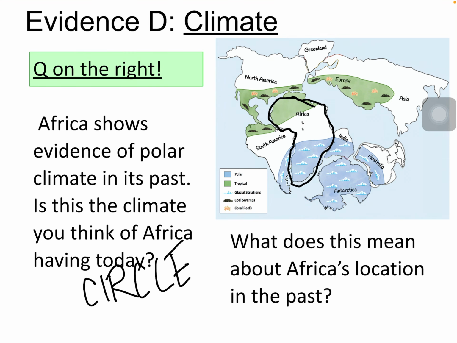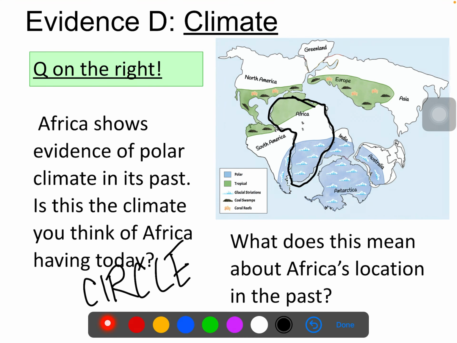So what does that mean about where Africa used to be in the past? Where on earth did Africa have to exist in order for glaciers to be something that rock shows us, or that continent was a part of? So think about the earth, where we typically find that type of climate, and what does that mean about Africa's past location? So pause if you need to and get that idea recorded there on the right.